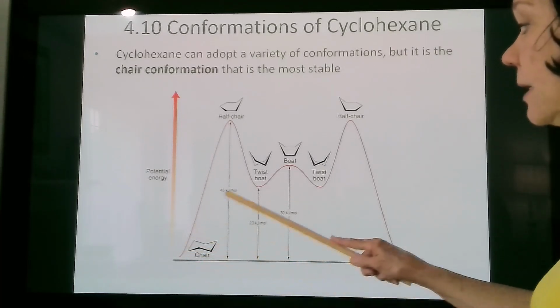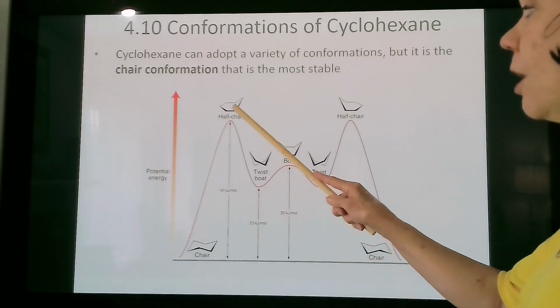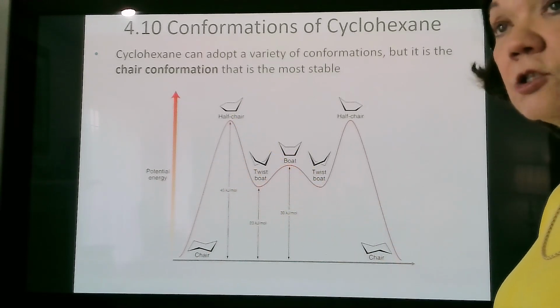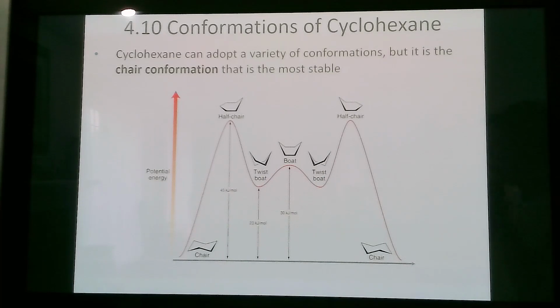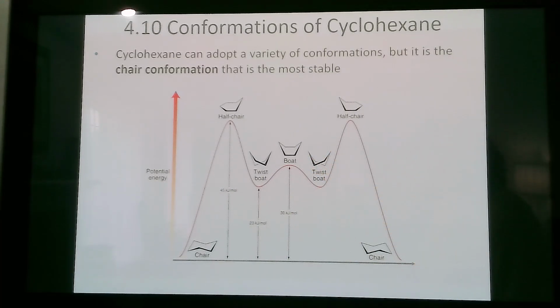Energy minimum, energy minimum, energy maximum, energy maximum. So know which one of these is at the energy minimum, which one is at the energy maximum. You'll need to know the structures, the names.